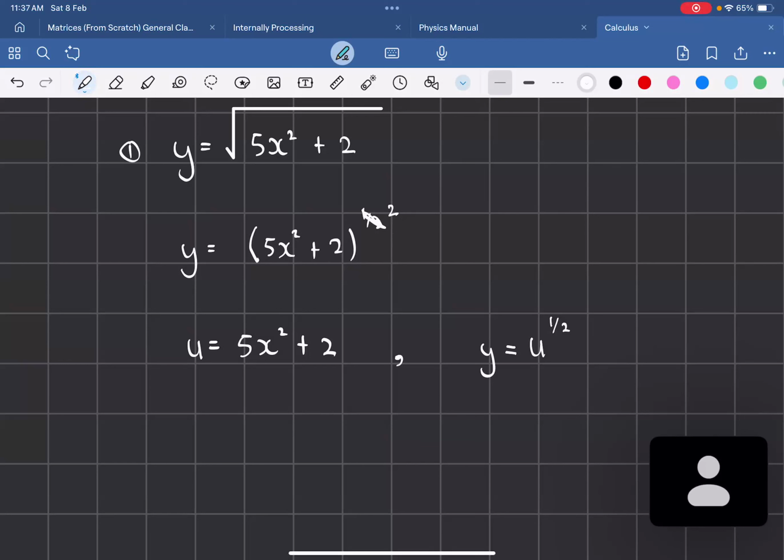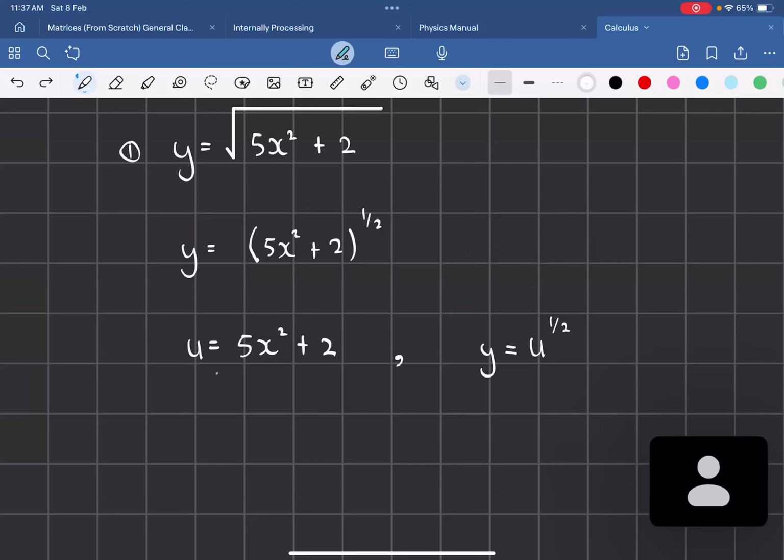Kiara, can we expand that, if it was 5x squared plus 2 to the power of 2? Yes, that just means 5x squared plus 2 times itself, and then we know how to do binomial expansion. But if it's to the power of half, you can't do anything. So we need to come up with a substitution.